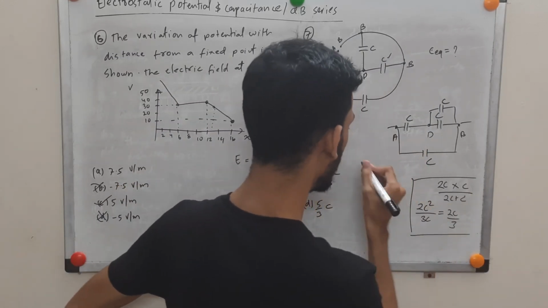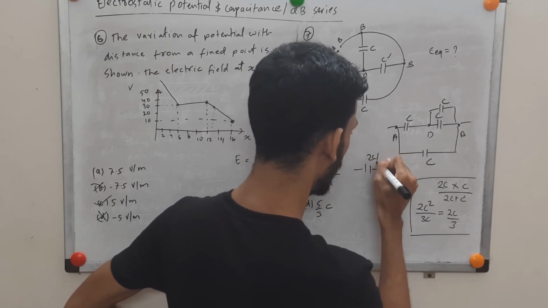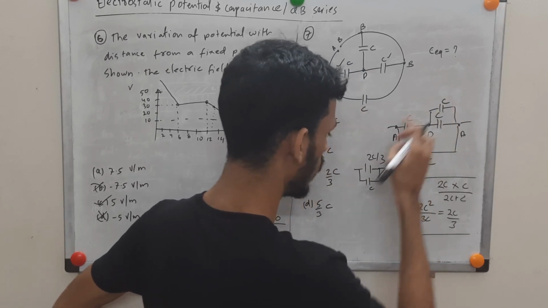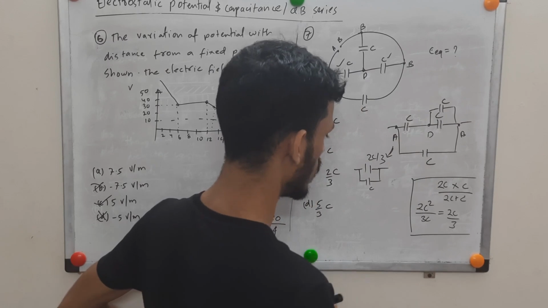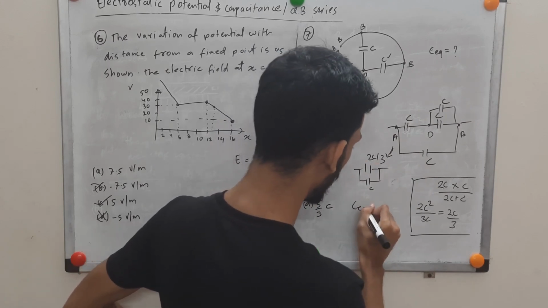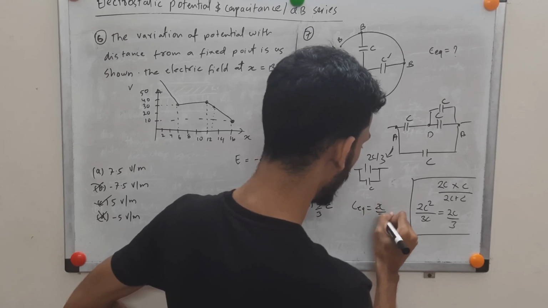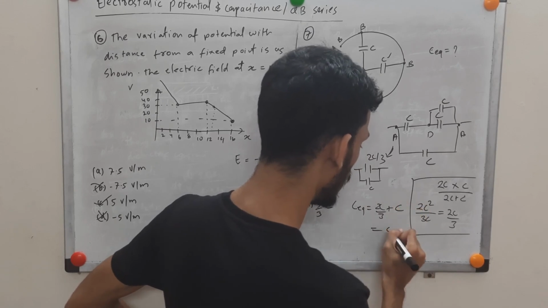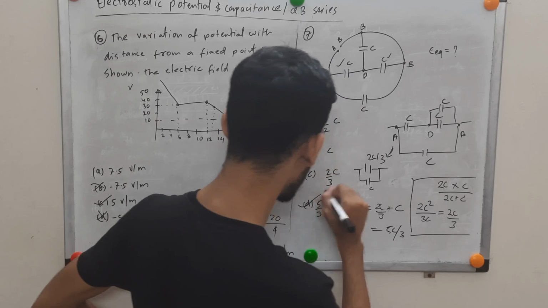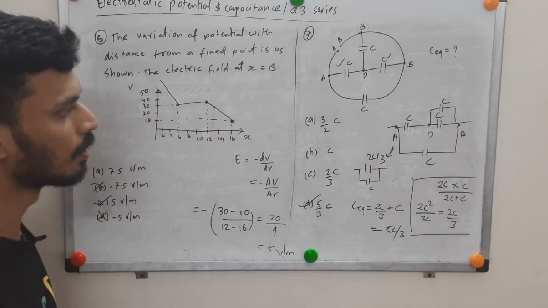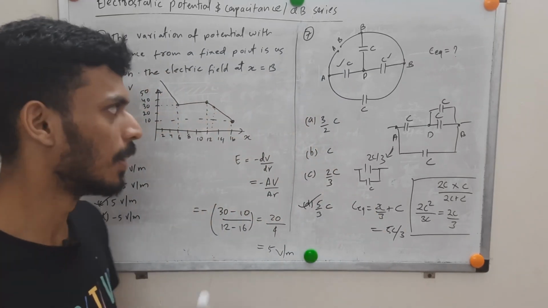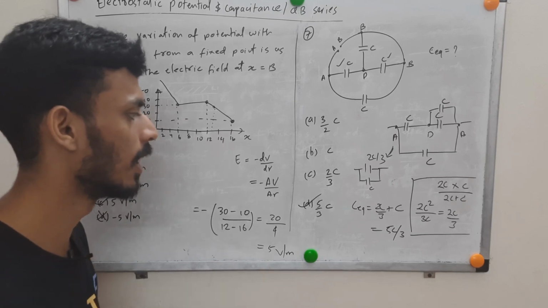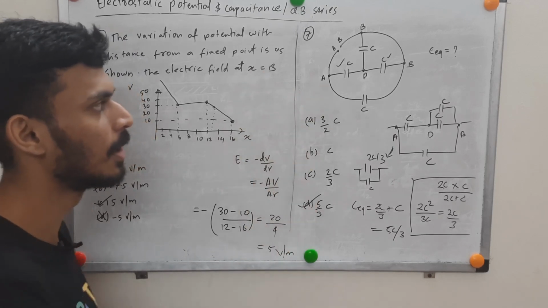So now it is 2C by 3 in one branch, and we have C in the other branch. Now they are in parallel, right? So this is effectively brought down to this. They are in parallel, so C equivalent will be their sum, 2C by 3 plus C. So 3C plus 2C, 5C by 3, which is option D. So that's how you simply break down the circuit and find the C equivalent. It was that simple, just looked a bit complicated.